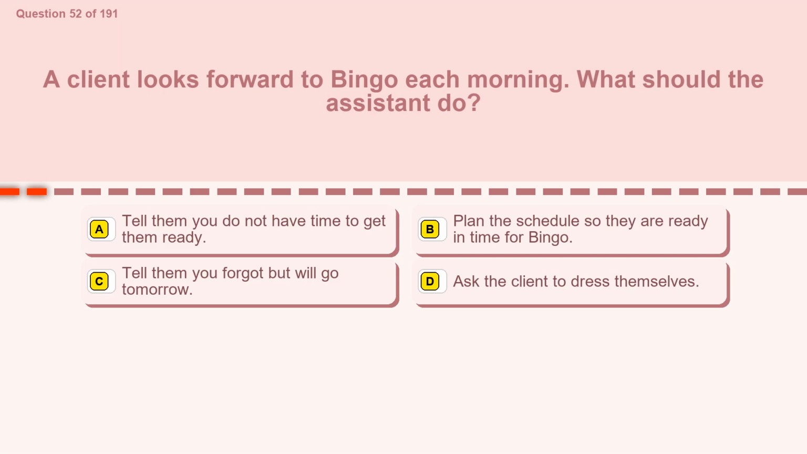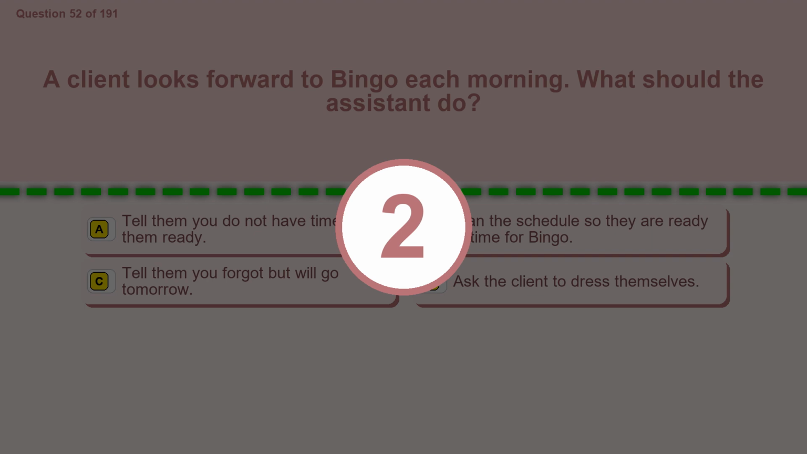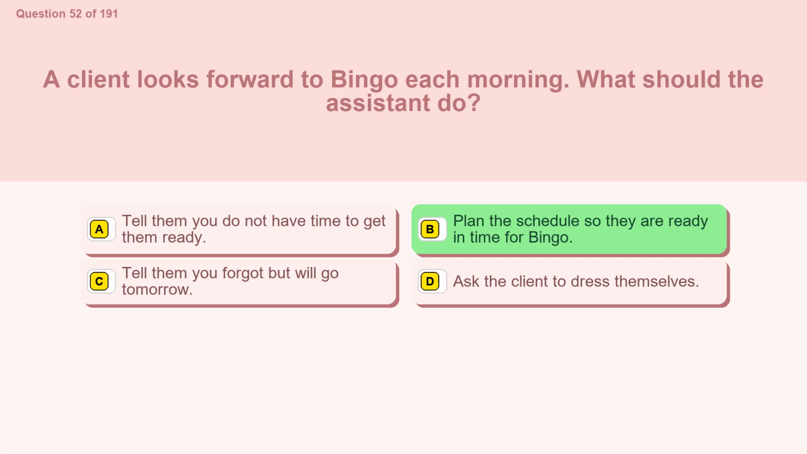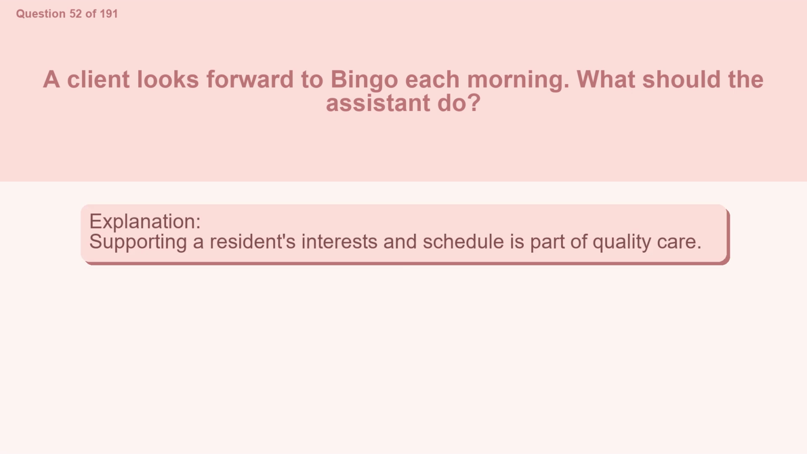Question 52. A client looks forward to bingo each morning. What should the assistant do? Option A. Tell them you do not have time to get them ready. Option B. Plan the schedule so they are ready in time for bingo. Option C. Tell them you forgot but will go tomorrow. Option D. Ask the client to dress themselves. The correct answer is option B. Plan the schedule so they are ready in time for bingo. Supporting a resident's interests and schedule is part of quality care.